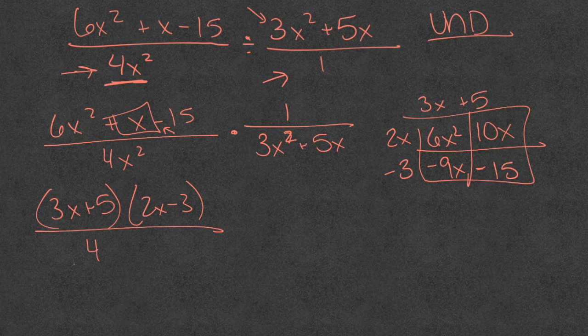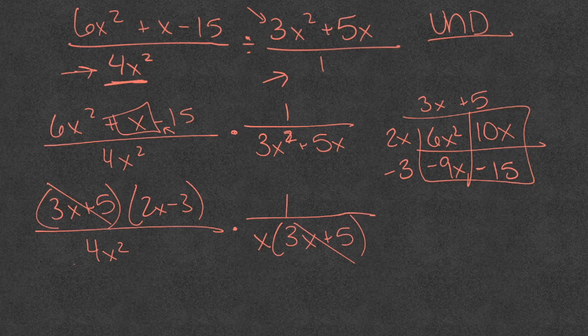And then we have 4x squared. And then 1, and we can only pull out an x, so we've got x and 3x plus 5. See what we can cancel out. We can cancel out a 3x plus 5. And that's it. We've got a 2x minus 3 on the top. And a 4x cubed, because we have x squared and an x on the bottom.